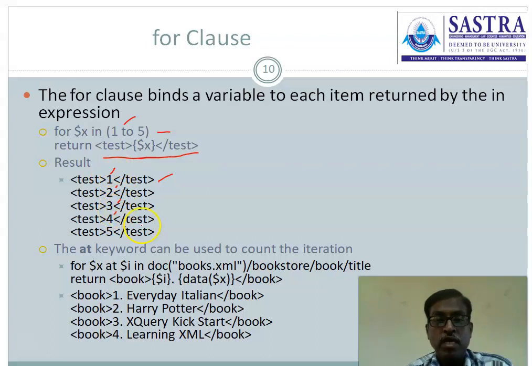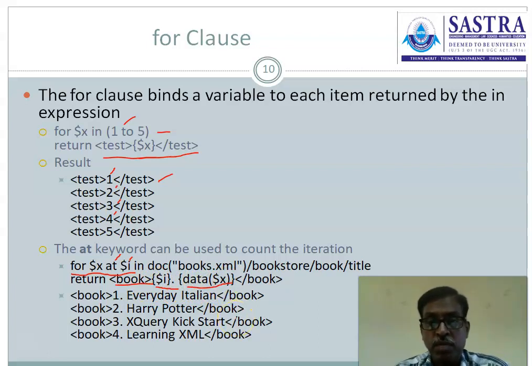The same thing we are including in the previous example: $x at $i. See here, for $x at, we need to use the at keyword for displaying extra numbering along with the fetched content from the XML document. So at $i should be included in the expression. For $x at $i in document books.xml/bookstore/book/title, and then return book, my own tag, book, $i dot data of $x.